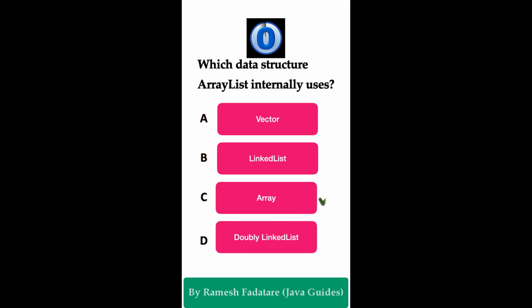The correct answer is option C, array. Well, in Java, the ArrayList class internally uses a dynamic array to store its elements, and as the ArrayList grows and the capacity of the underlying array is exceeded, the ArrayList creates a new larger array and copies the old elements from the old array to the new array.